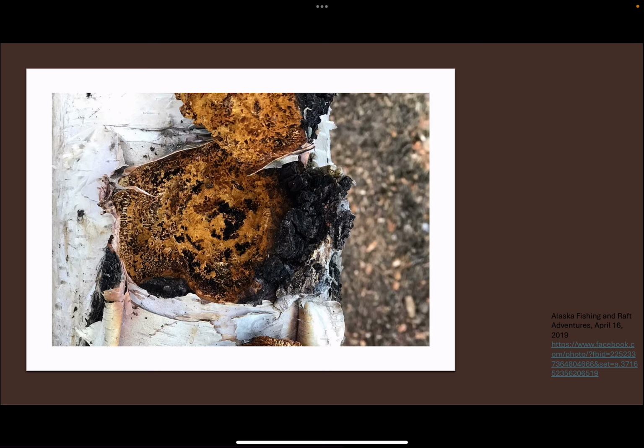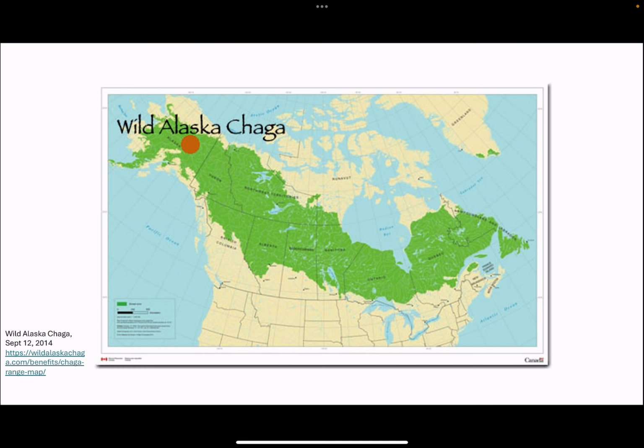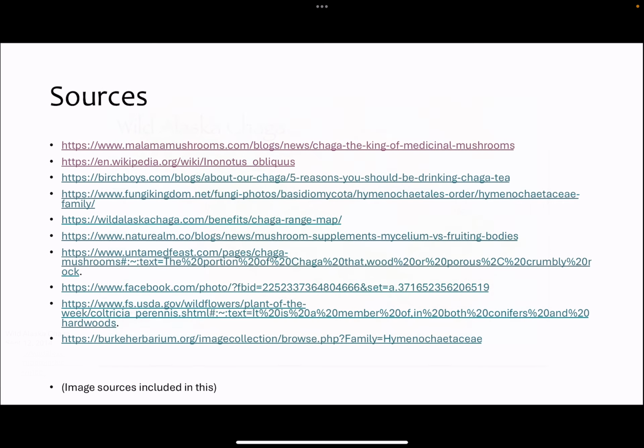And then you have the interior bark of the chaga, which is very cork-like and woody, which is actually surprisingly common in conch and bracket-like fungi in the Hymenochaetaceae family. So many of them have this woody, leathery interior and even exterior texture, which I would consider a more universal feature. And then here is the distribution chart of chaga. You can see it's a very northern growing fungus, and here are my sources.